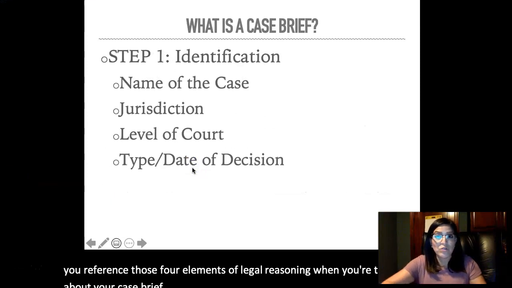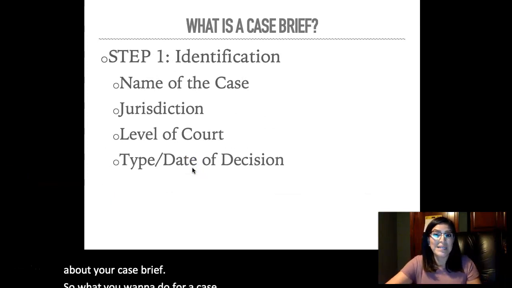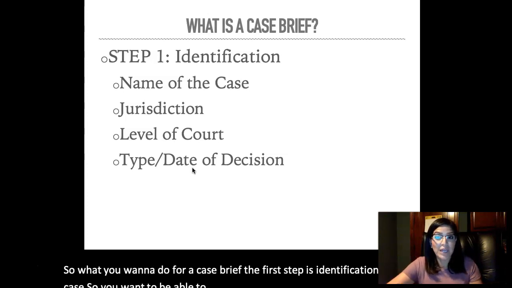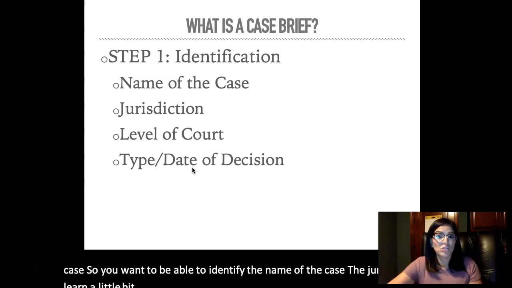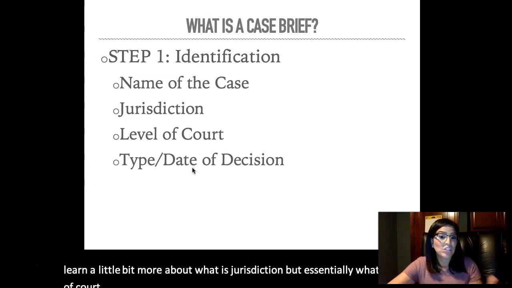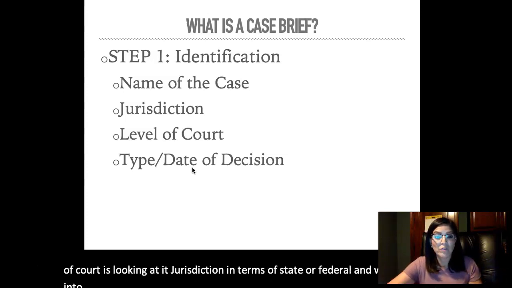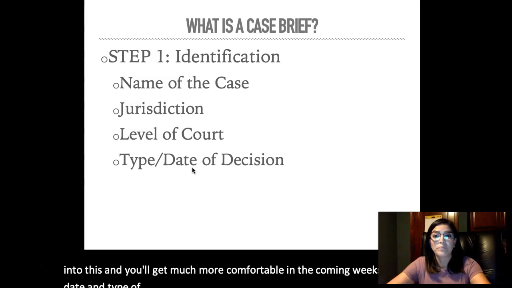So what you want to do for a case brief, the first step is identification of the actual case. You want to be able to identify the name of the case, the jurisdiction. We'll learn a little bit more about what is jurisdiction, but essentially what court, level of court is looking at it, jurisdiction in terms of state or federal. And we'll get more into this and you'll get much more comfortable in the coming weeks. Also the date and type of decision, okay?